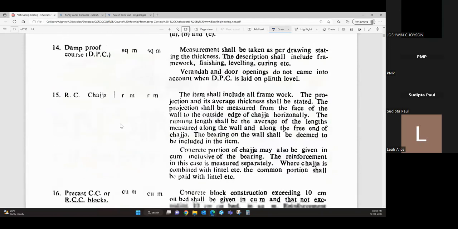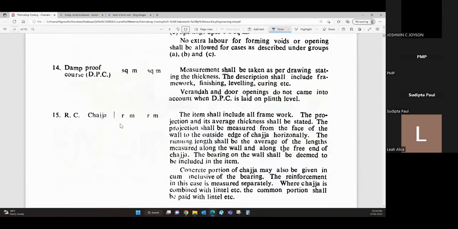Then comes the damp proof course. We discussed damp proof course yesterday. So I'm asking you guys, what is a damp proof course? Can anybody tell me what a damp proof course is?